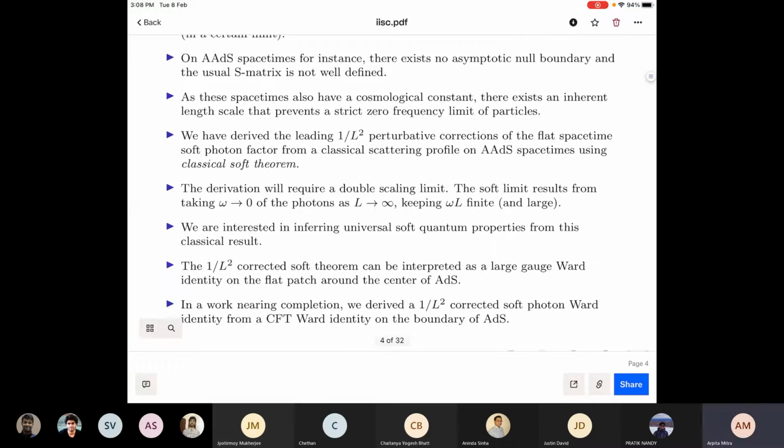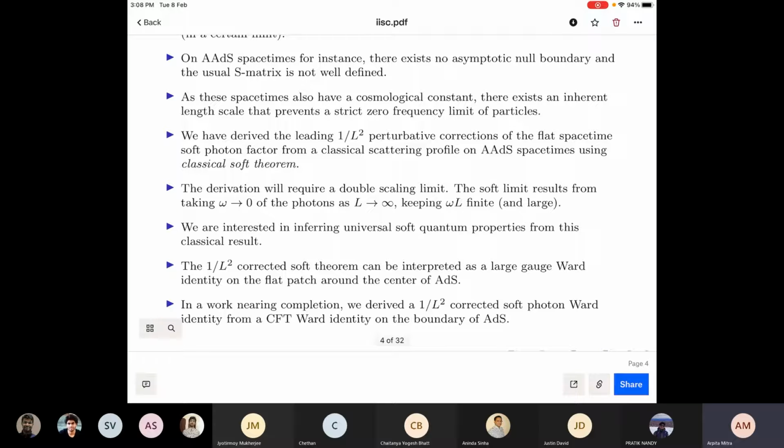So, keeping this in mind, we have derived the leading 1 by L squared perturbative corrections, where this capital L is the AdS radius, to the flat space-time soft photon factor. Initially, what we have done is consider the cosmological constant as a small perturbative parameter. So whatever results we got are corrections to the flat space-time result.